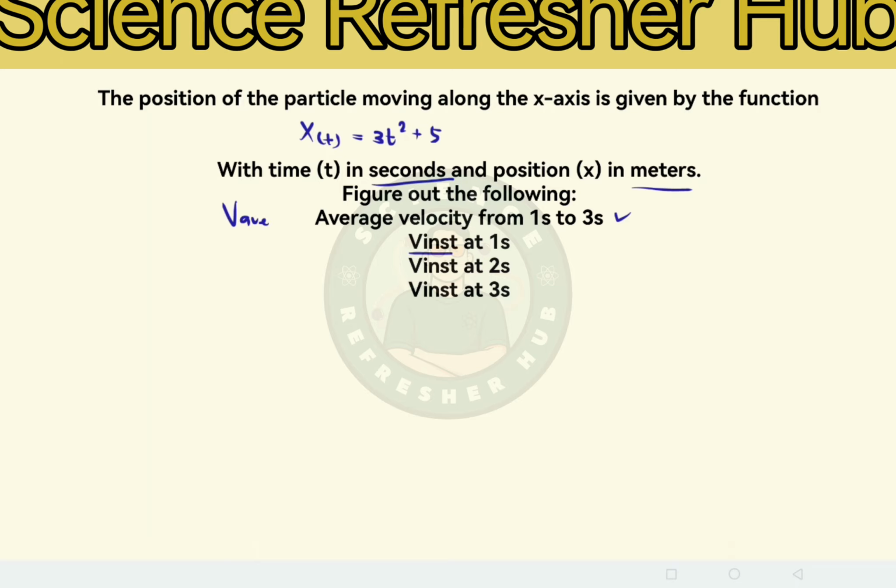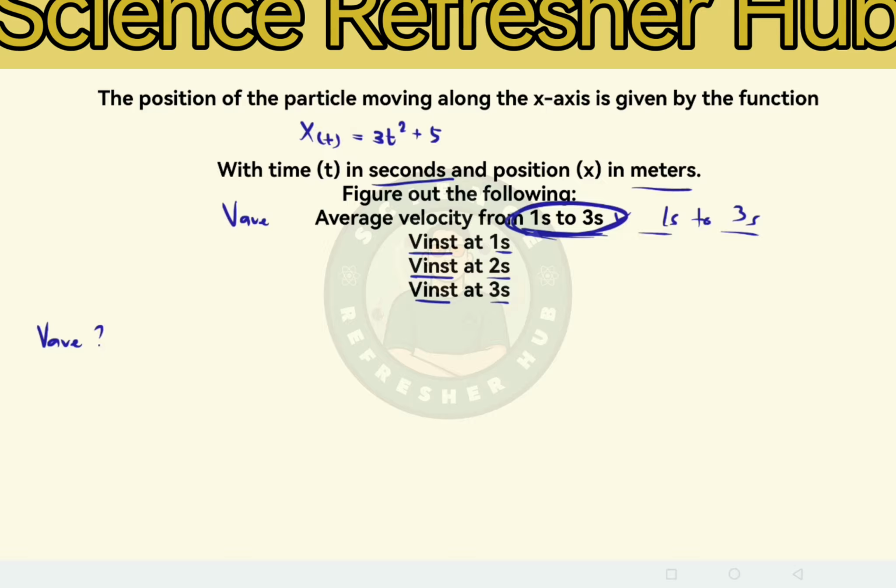And we need to find the instantaneous velocity at 1 second, at 2 seconds, and then at 3 seconds as well. By the way, the average velocity, we need to find it from this range or period, 1 second to 3 seconds. In finding the average velocity, all you have to do is to substitute directly the given initial and final time to the position function. So in our problem, we need to find our average velocity from 1 second to 3 seconds. So we will directly plug in this 1 second and 3 seconds to our function.